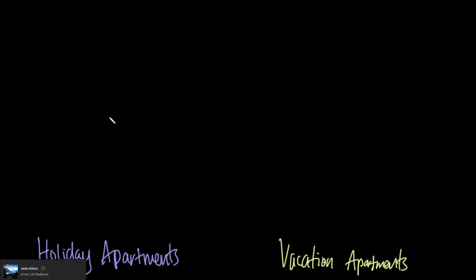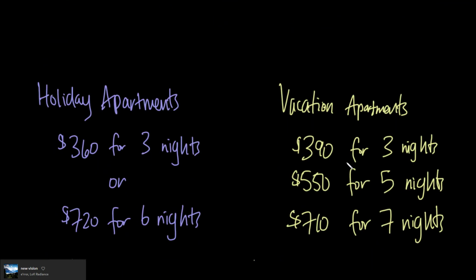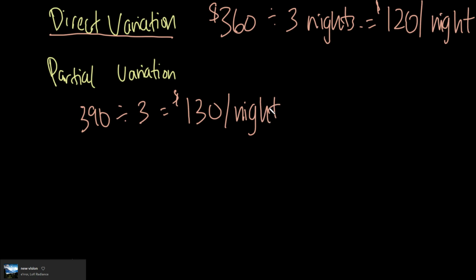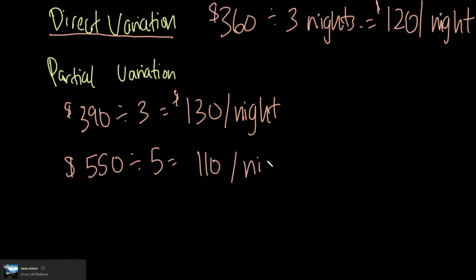So when we look at vacation apartments here, I have 3 kind of charges, 3 separate values. So I have $390 for 3 nights. So let's do that first. The $390 divided by 3 nights is going to equal $130 per night. But then I also have $550 for 5 nights, right? And if I divide those two out, plug in my calculator, I'm actually going to get $110 per night.